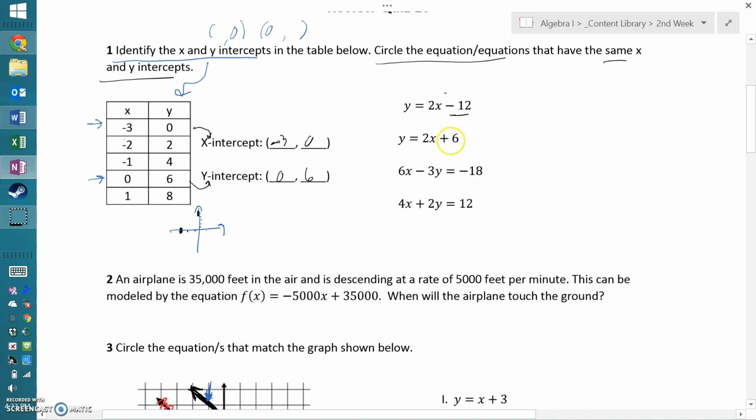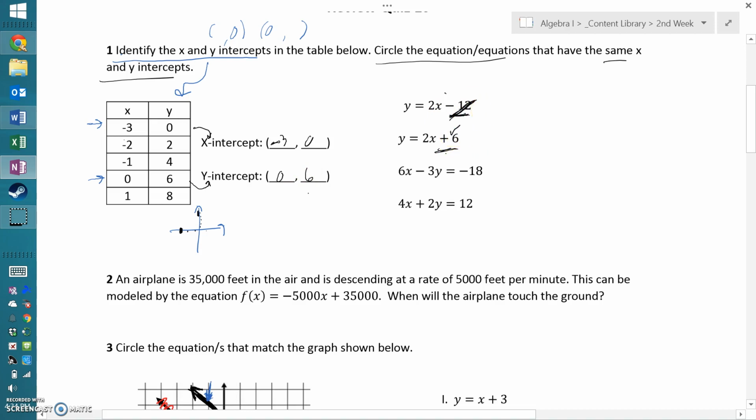One, I can look at the y-intercept. So I have the y-intercept here for both of these equations, but my y-intercept is 6, which means that this equation is not going to match. That's a -12, it's supposed to be a 6. So +6, so that matches.